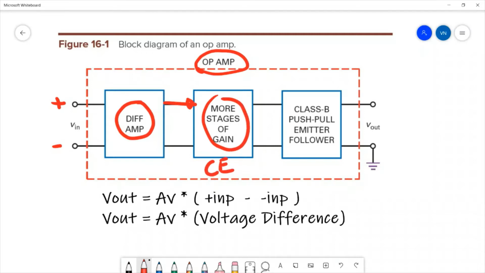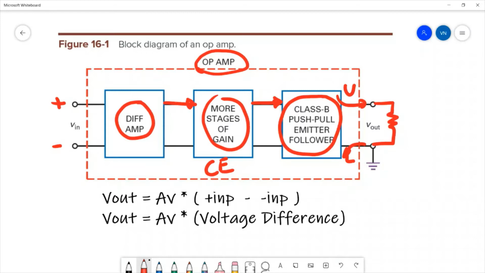CE amplifiers. And then out of the CE amplifiers, that output is fed into a Class B push-pull emitter follower, which acts as the final output that can drive a relatively low resistance value, so it can provide a current boost. And if you remember, that one had an upper and a lower transistor, where if the upper transistor turned on, current went out, and if the lower transistor turned on, current came back in.